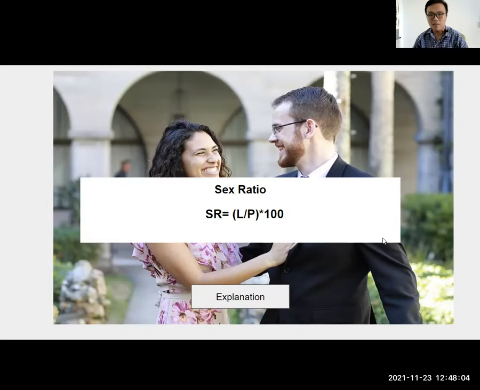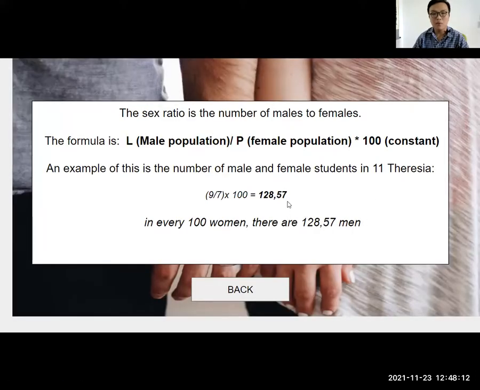The first ratio that I have in this flashcard is the sex ratio. So the sex ratio is the number of males to females in a certain population. For example, L represents male, or laki-laki. P, perempuan, represents female, multiplied by 100, which is a constant.